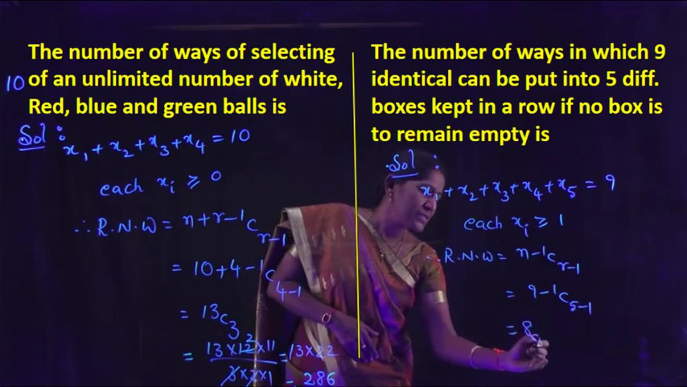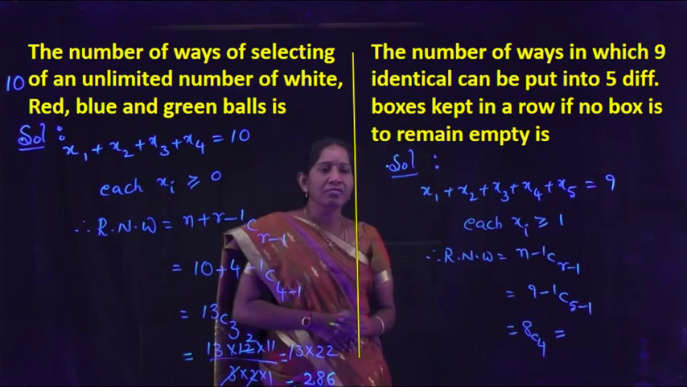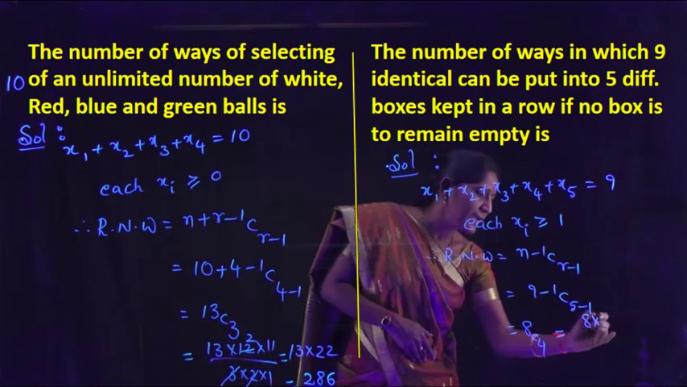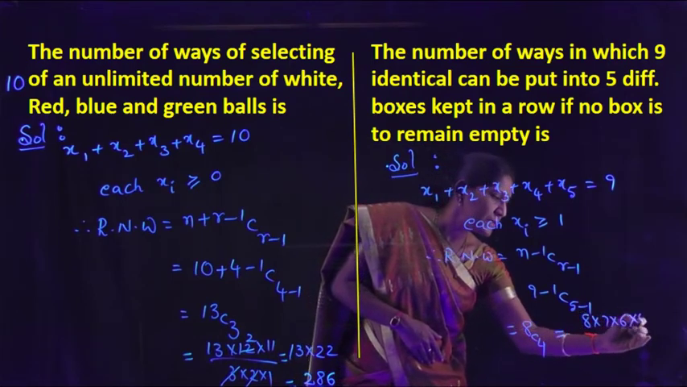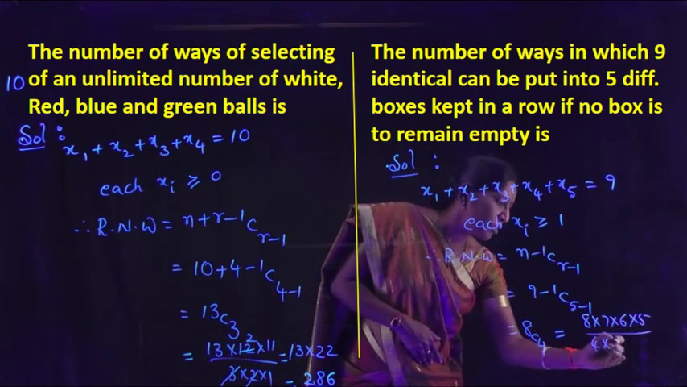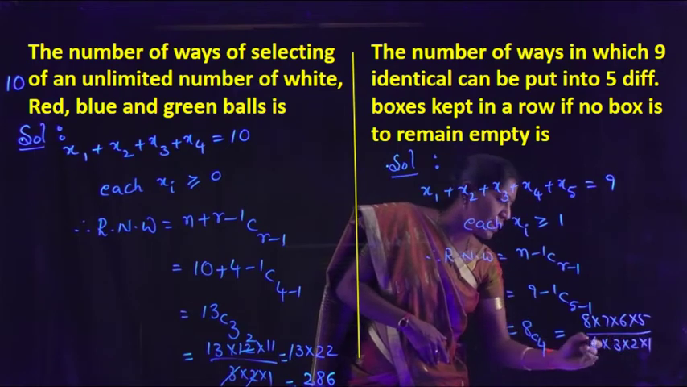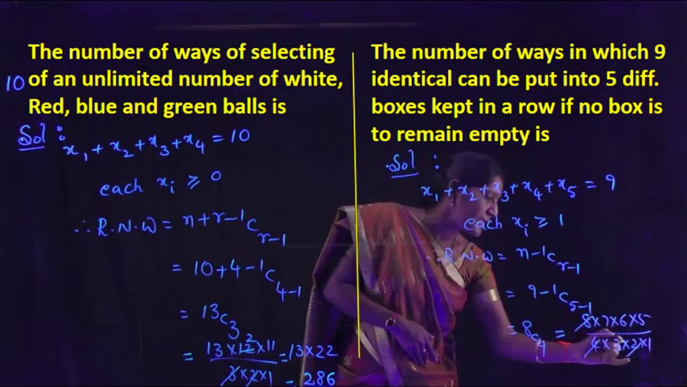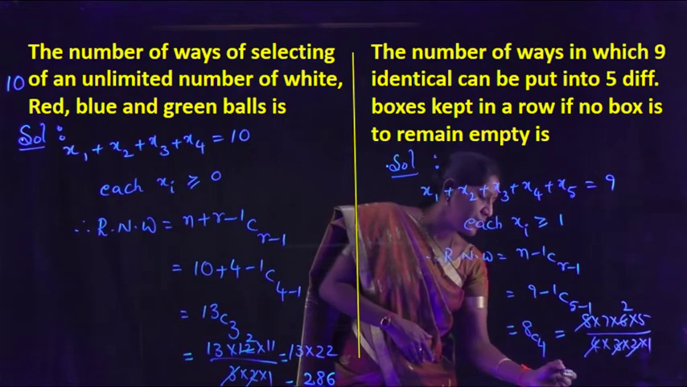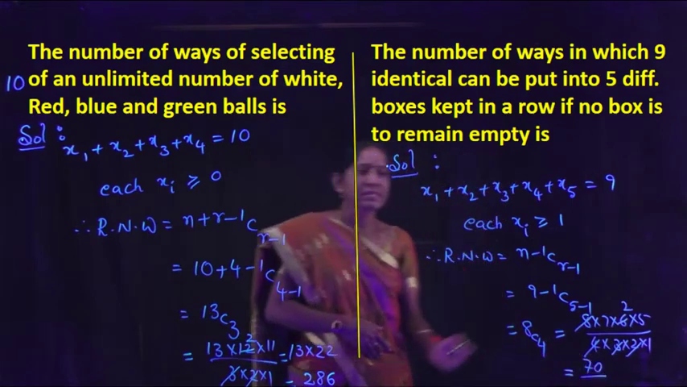That value is 8C4. The value of 8C4 is 8, 7, 6, 5 by 4 into 3 into 2 into 1. 4 into 2, 8 get cancelled. 3, 2 times get cancelled. The value becomes 70.